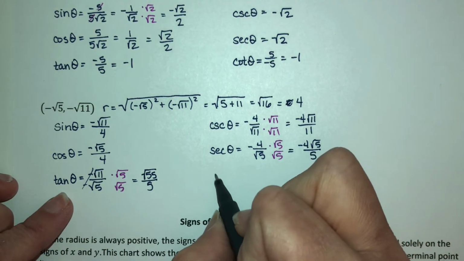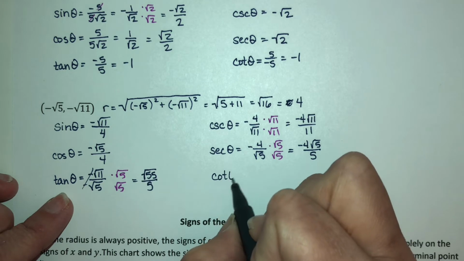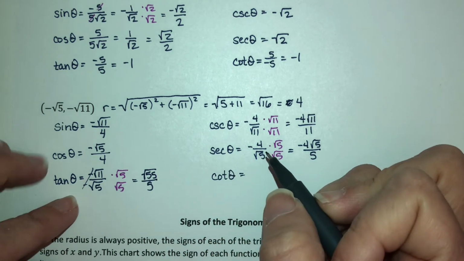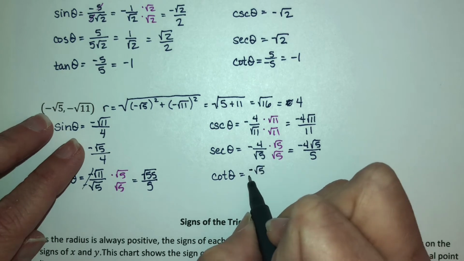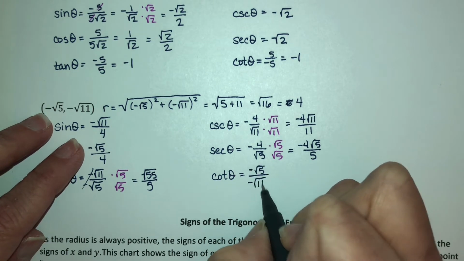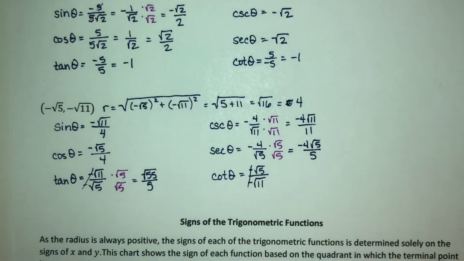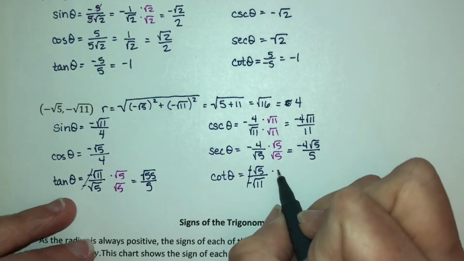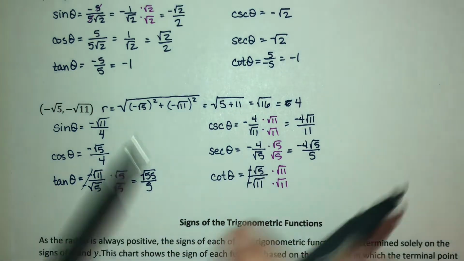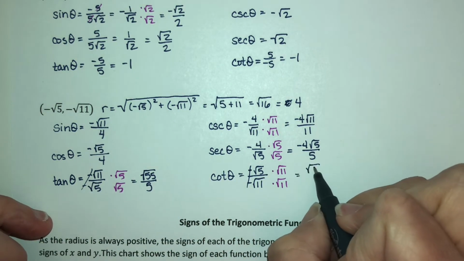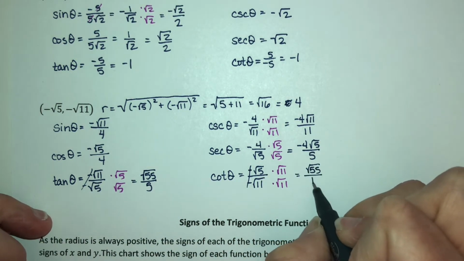Now let's do cotangent. And it is x over y, so I'll have negative square root 5 over negative square root 11, and again that becomes positive. If we multiply top and bottom by the square root of 11 to rationalize, we get the square root of 55 over 11.